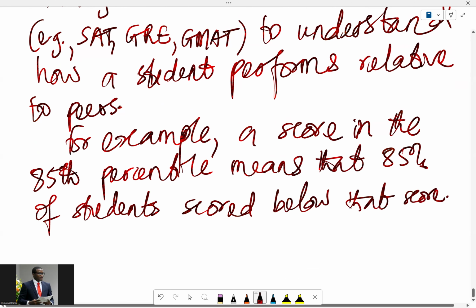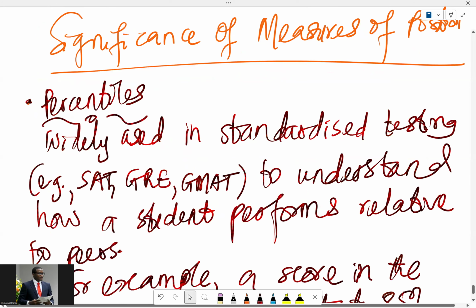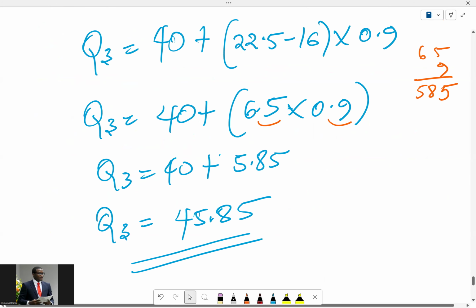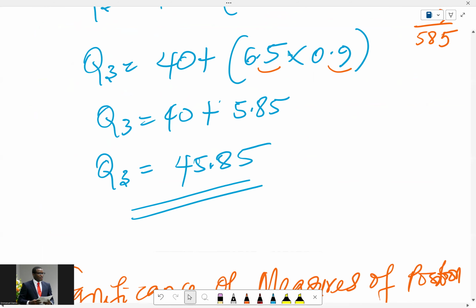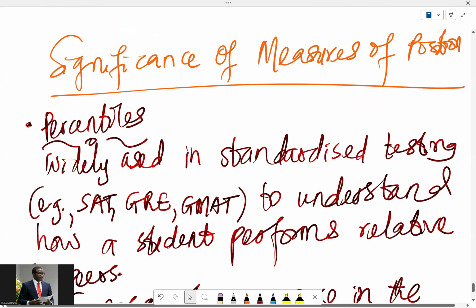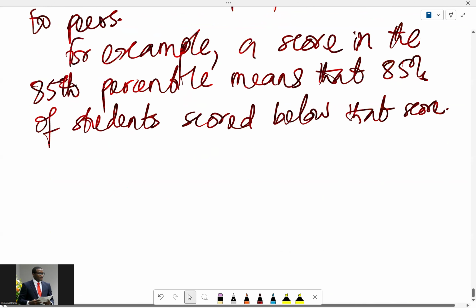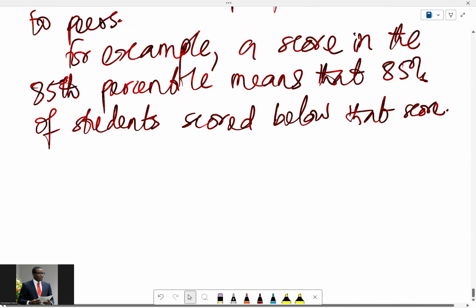So, I mean, it doesn't mean that you have 85%, right? You can have, for instance, the last thing we did was third quartile or 75%, but the score is 45.85. So it's more like compared to the group you've written the exam with. Okay. So if the score is in 85 percentile, it means that you have done better than 85% of all the people who wrote the exam. That's basically what that is about.